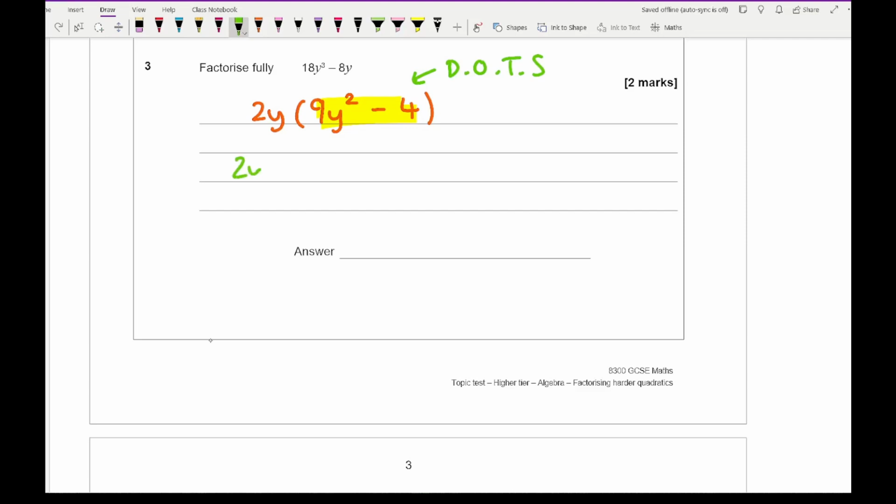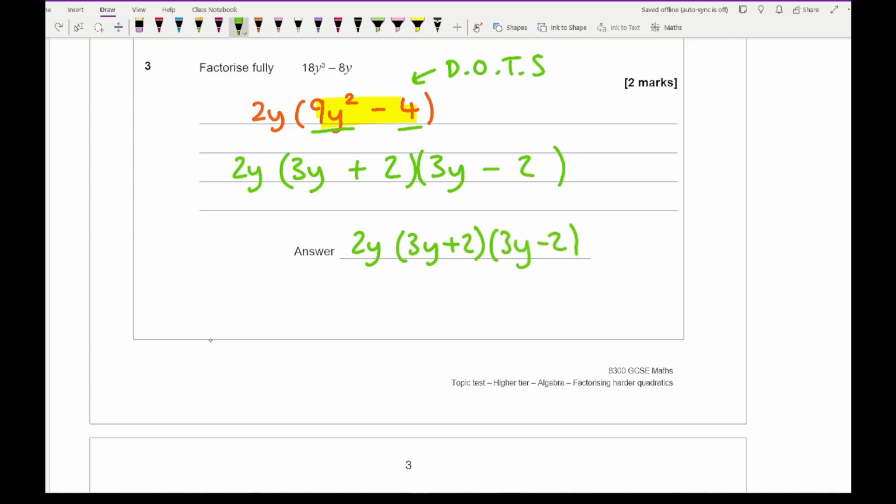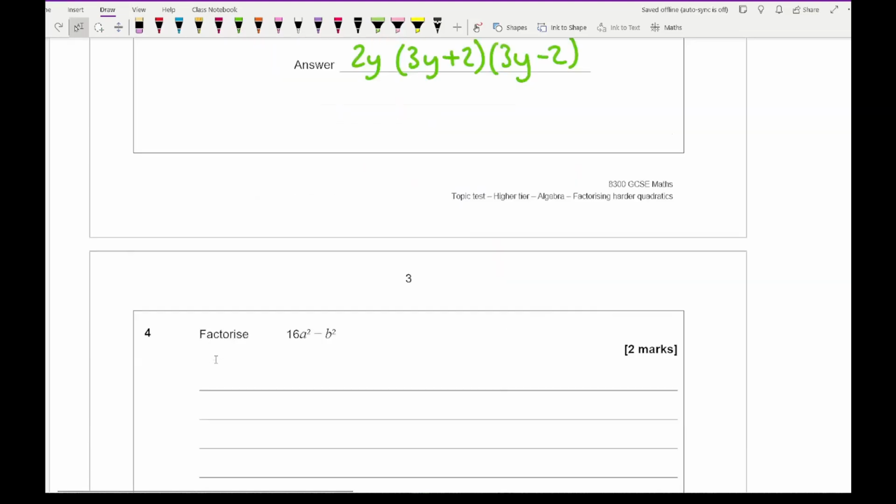So keeping the 2y separate, what you have to square to get 9y squared is 3y, and what you have to square to get 4 is 2. And I've got a plus and a minus. So my final answer is 2y, 3y plus 2 and 3y minus 2. It doesn't matter which order you do those brackets, it'll still give you the same answer.